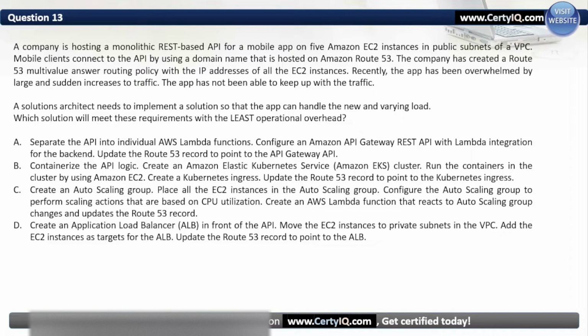The correct option is A. Separate the API into individual AWS Lambda functions. Configure an Amazon API Gateway REST API with Lambda integration for the backend. Update the Route 53 record to point to the API Gateway API.